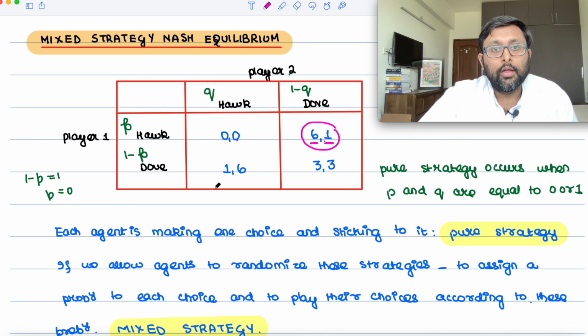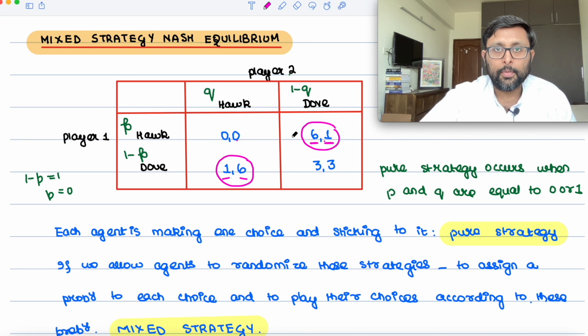If I play dove, you'll be comparing between 6 and 3, so you should be getting 6. If you play hawk, I'll be comparing between hawk and dove, that is 0 and 1. So I'm playing hawk with probability 0 and you're playing hawk with q of 1. So these two are pure strategy Nash equilibria.